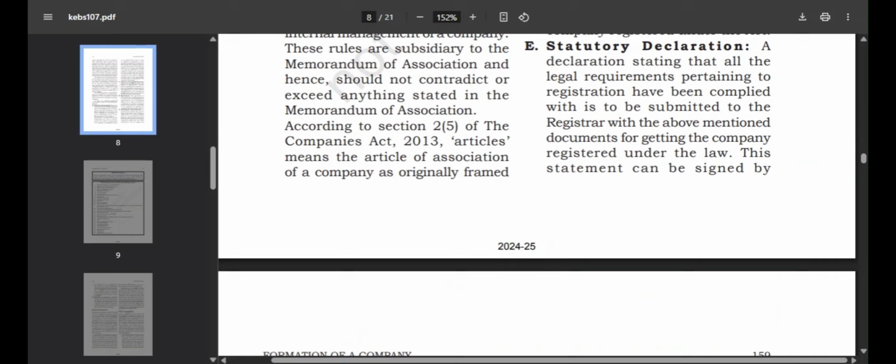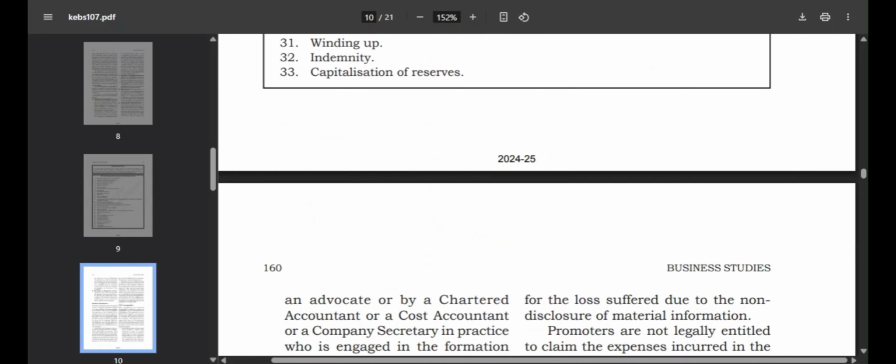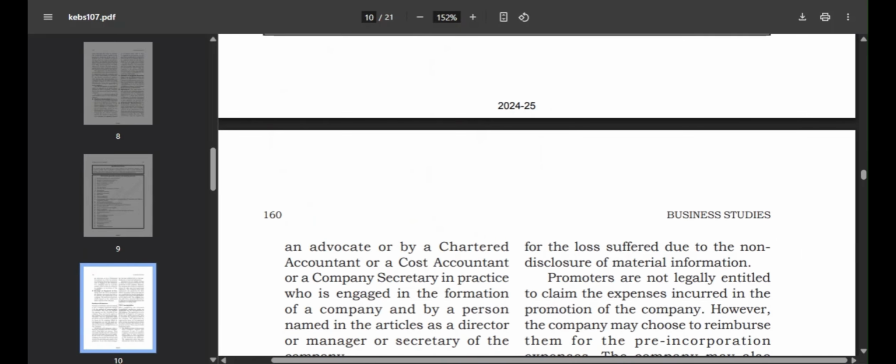So, statutory declaration, a declaration stating that all the legal requirements pertaining to the registration have been complied with, is to be submitted to the registrar with the above mentioned documents, whatever documents we have done till now, for getting the company registered under the law. This statement can be signed by an advocate or a chartered accountant. Okay, so this is it from here.